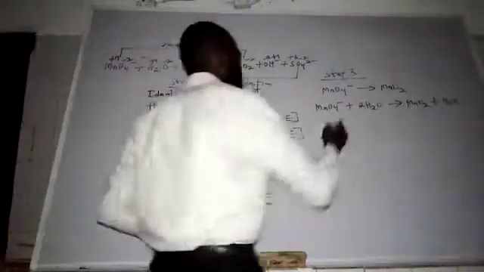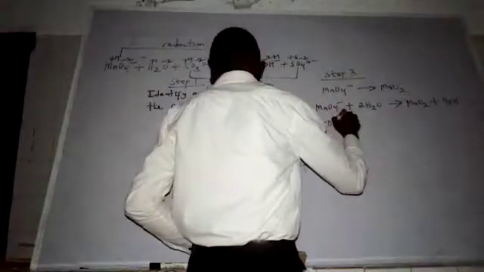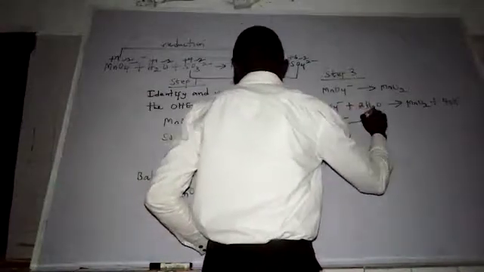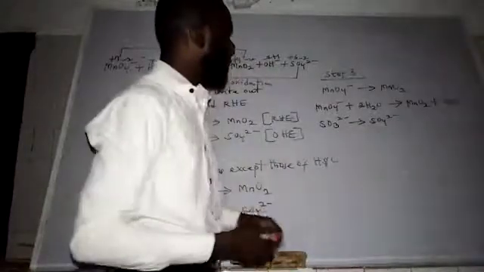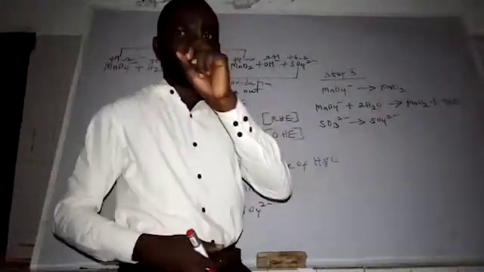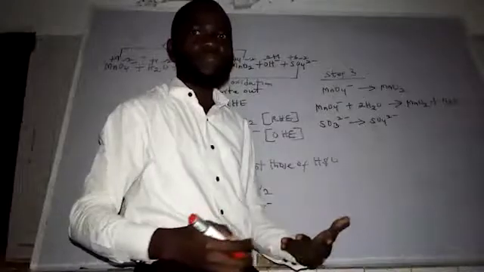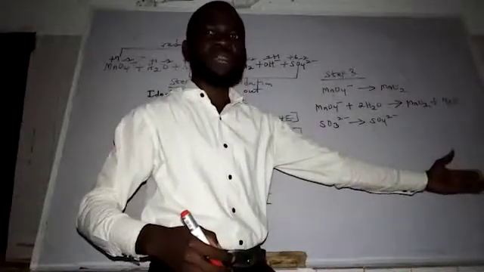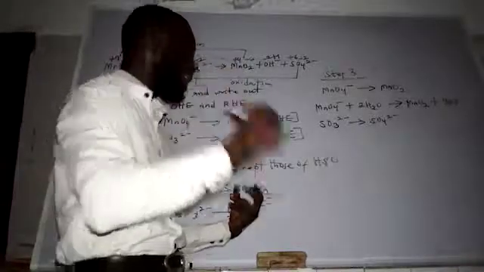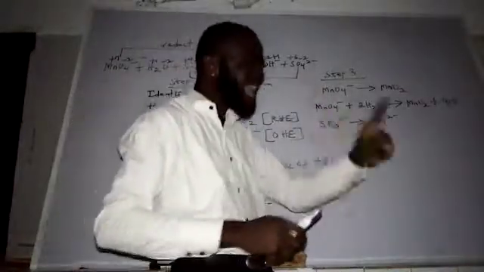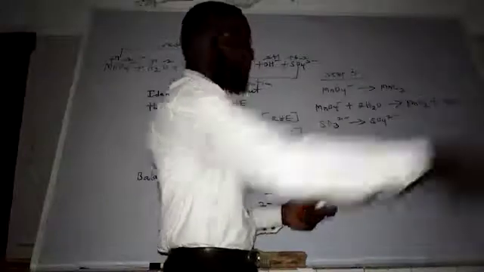So I can easily move on to the other equation. So I have SO3 2 minus going to SO4 2 minus. Now I have an extra oxygen atom on the right hand side. So what am I going to do? I'll add a water molecule to the right hand side, then to the left hand side I will add what? 2 hydroxyl ion, because what I have is an excess oxygen on the right hand side.